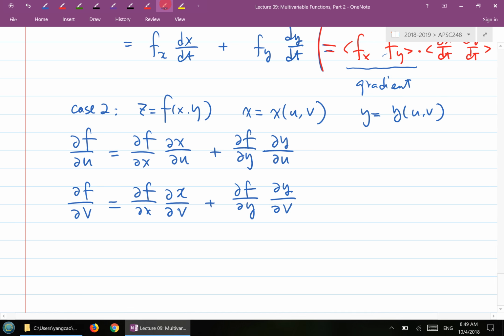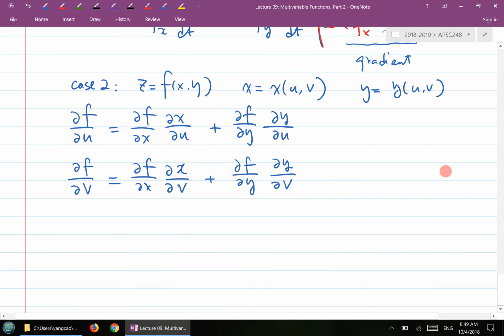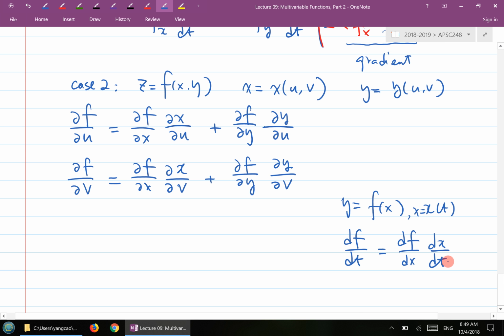Now, I do want to point out one thing here. Sometimes if I don't point it out, you probably won't make a mistake, but if I point it out, you might make a mistake, but I still wanted to point it out. So, consider this single variable function, where y is a function of x, and x is a function of t. Then we all know that if I take the derivative of f over t, the chain rule is basically df over dx first, and then dx over dt. That's the chain rule.